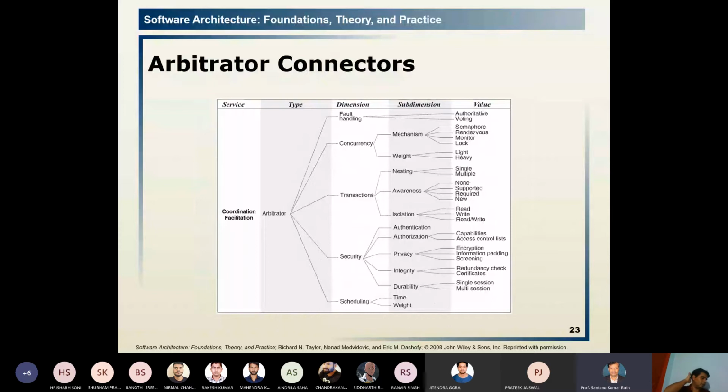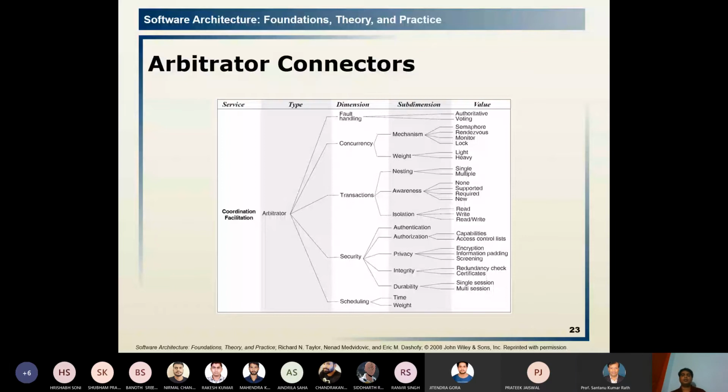The sixth one, the connector as an arbitrator. It will help with services for coordination and facilitation. Its dimensions are fault handling, concurrency, transactions, security, and scheduling. First one is fault handling. It is an authoritative or voting technique. If any fault occurs, how the fault will be handled: authoritative or with some voting technique.